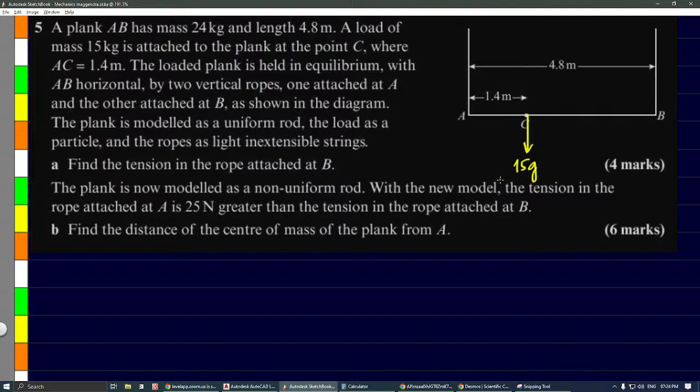The loaded plank is held in equilibrium with AB horizontal by two vertical ropes, one attached at A and the other attached at B, shown in the diagram. The plank is modeled as a uniform rod. So this time the plank is a uniform rod. If it is a uniform rod, then the point will be the midpoint, no? All the weight will act at the midpoint.